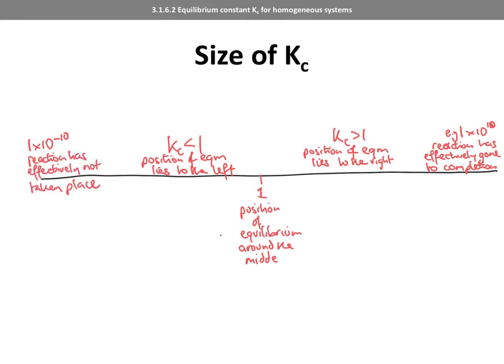So Kc is giving us a much clearer idea of where our position of equilibrium lies than anything Le Chatelier could do. In fact, Le Chatelier only told us that it got shifted in one direction or another, but it never gave us any sense of where the position actually lay.